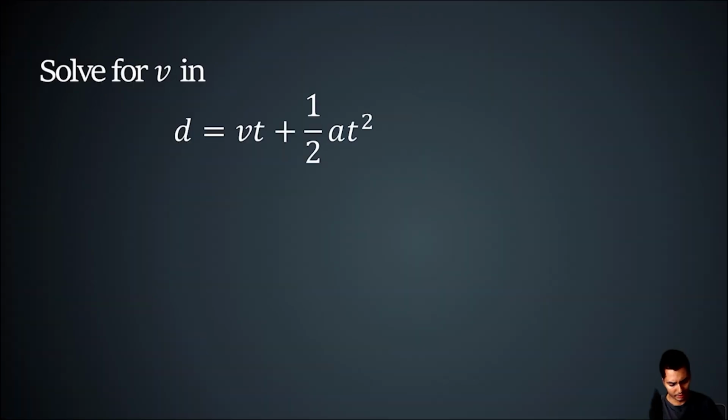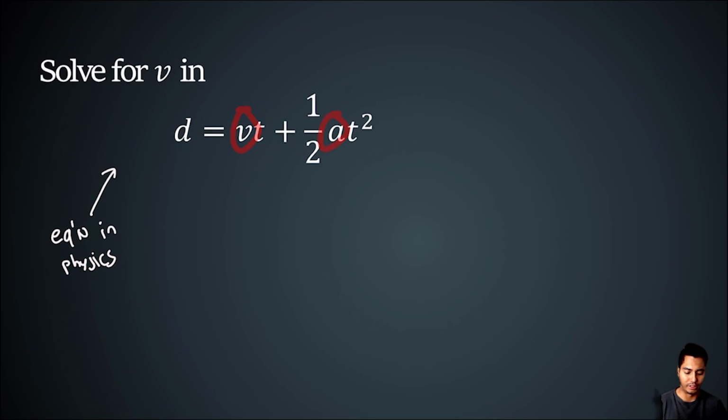Okay, last but not least, we want to solve for v in this expression here, which says d equals vt plus 1/2 at squared. And the reason I put this is because this is an equation in physics, okay? And this equation is used to calculate the distance d in terms of the velocity v and the acceleration a, where t is the time. Okay, so we're going to see this equation again in physics.